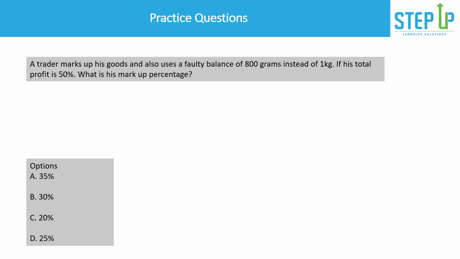A trader marks up his goods. Okay, now he's marking up his goods and he's also using a faulty balance. And how much is the faulty balance? 800 grams instead of a kg. If his total profit is 50%, what is his markup percentage?